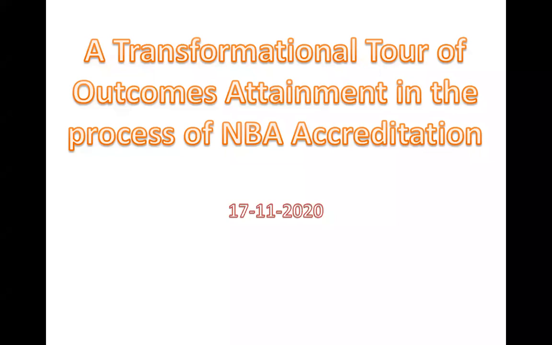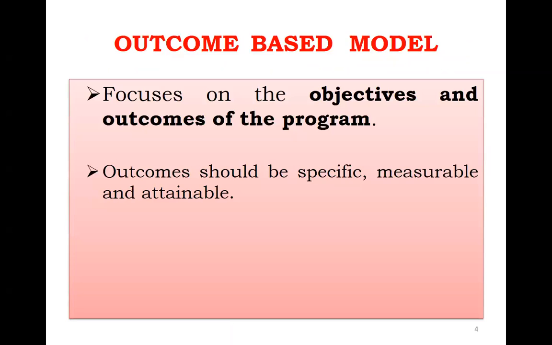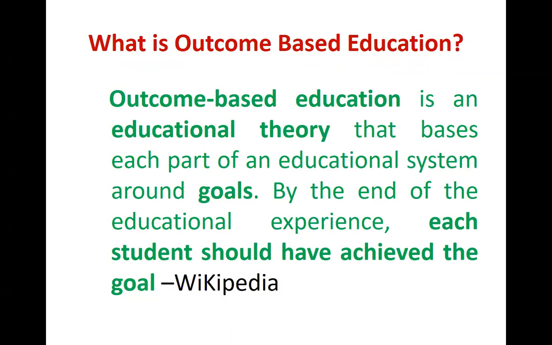So today, our topic will be a tour of outcomes attainment in the process of NBA accreditation. The topics for discussion today are: what is OBE, how to write a course outcome, why Bloom's taxonomy is needed, and a practical approach to measurement of course outcomes. First, let us start with an introduction to what is outcome-based education.